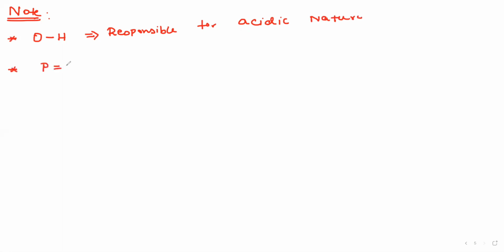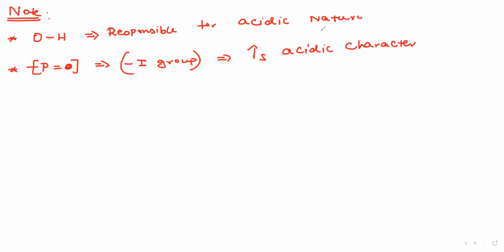Very important point, okay. The OH bond is responsible for the acidic nature of oxyacids of phosphorus. That is the first point. Second point: the P double bond O bond is present in all oxyacids of phosphorus. This group is actually a minus M group, an electron withdrawing group, and this is always increasing the acidic character of the oxyacids of phosphorus. Please note.